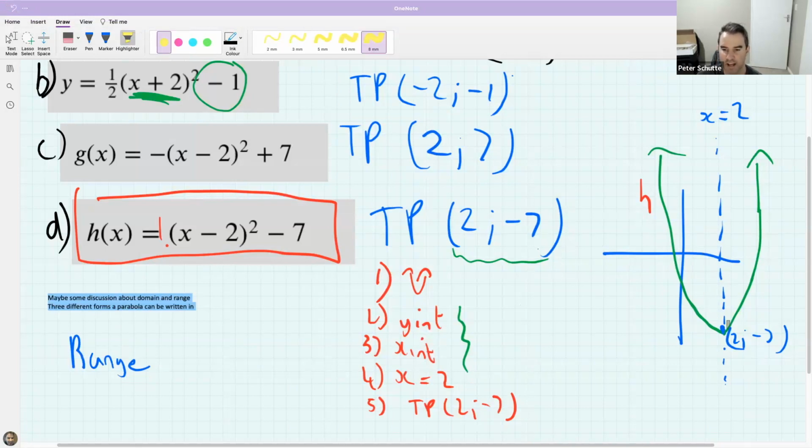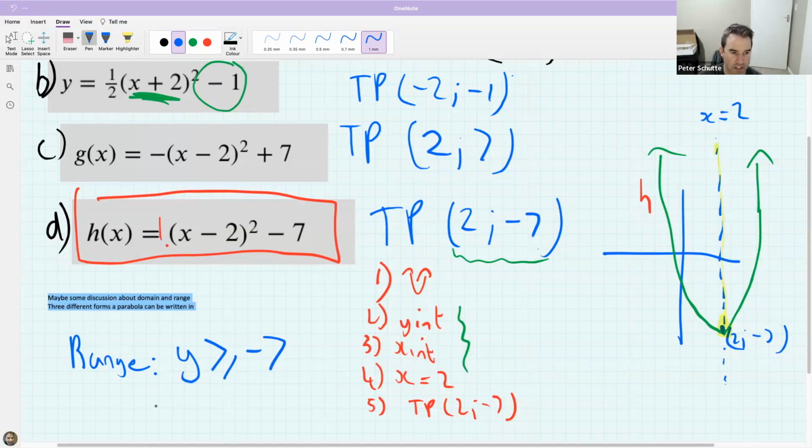If I look, the range relates to the y values, and it looks like the lowest value it ever gets to is that. So this graph can go up. You can feel the arms going up, but it never gets below that value. Okay, so the correct answer for D's range would be y is greater than or equal to minus 7.